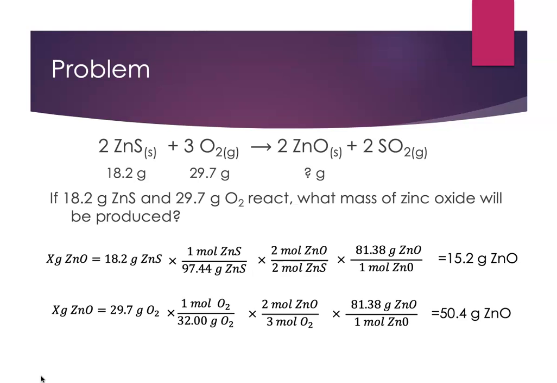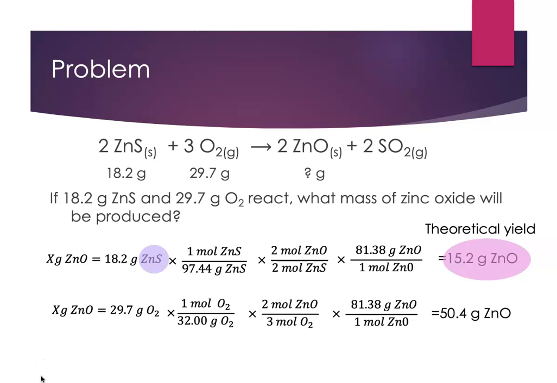So now I've got the two calculations, and I can compare them. What's smaller, the answer from the first calculation or the answer from the second calculation? Well, it's really clear that 15.2 grams is smaller than 50.4 grams, and therefore I can conclude that the theoretical yield of this reaction is 15.2 grams of zinc oxide. That's the maximum amount of zinc oxide I will get.